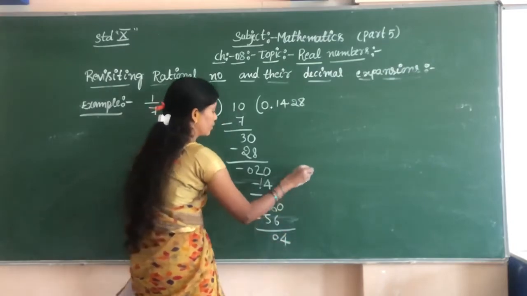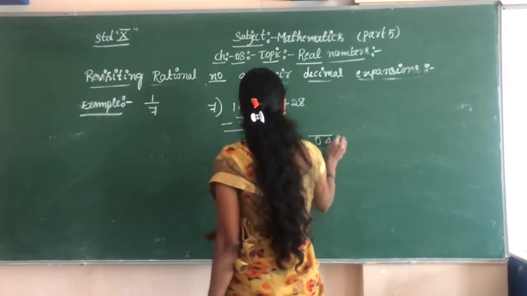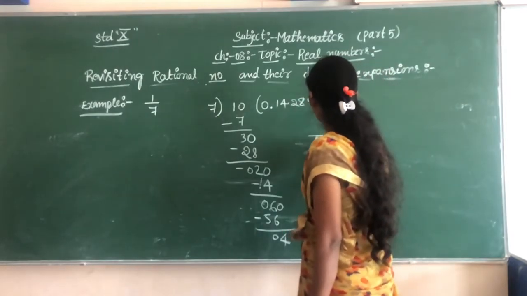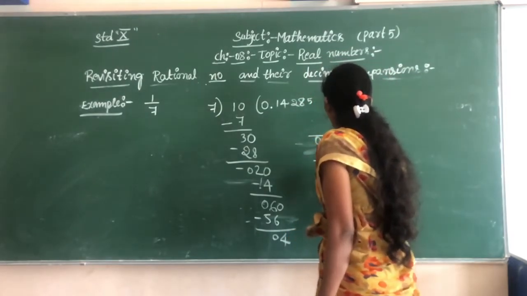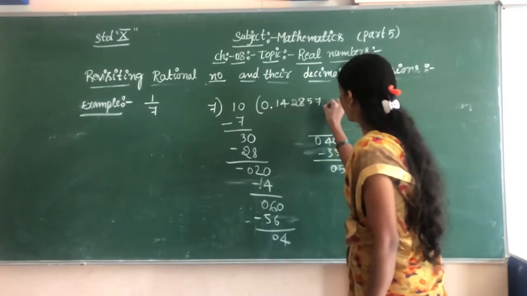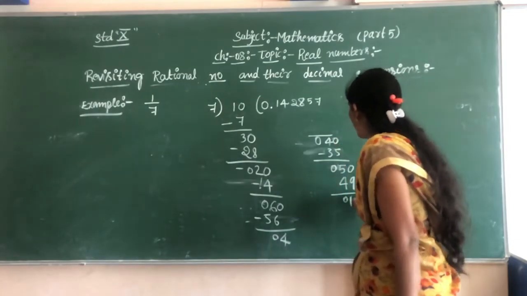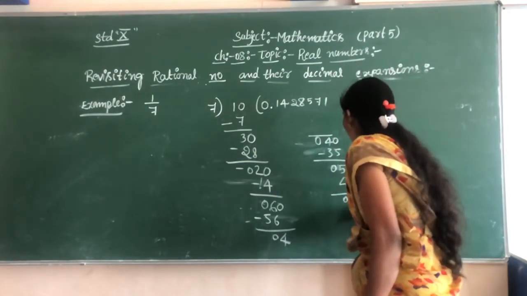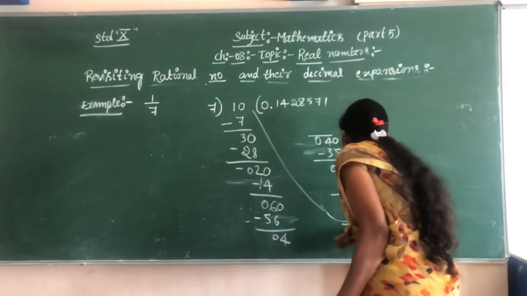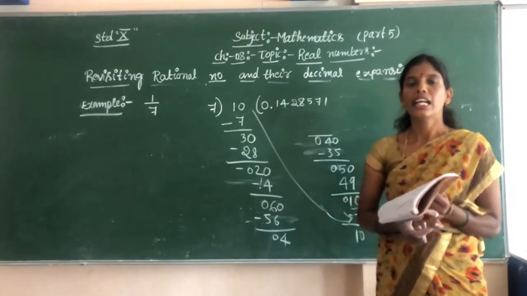4 carry. Now next, 7 5s are 35, 5. Okay. 7 7s are 49, still 1 carry. You should put 7 1s are 7. The same digits keep coming again and again, so otherwise we stop the division. 7 1s are 7. Still it only keeps coming in this way. Okay, this is the non-terminating.